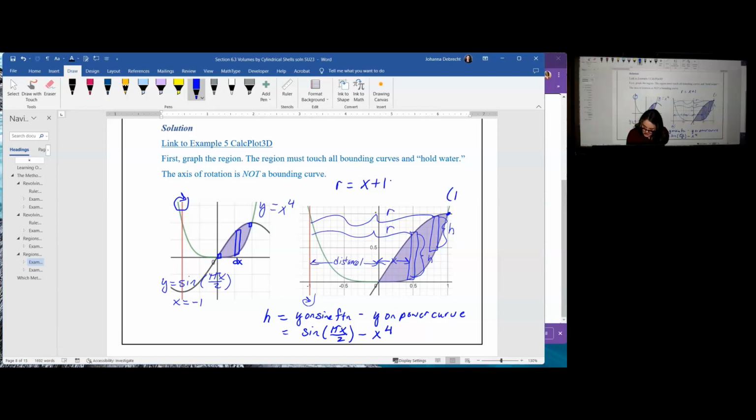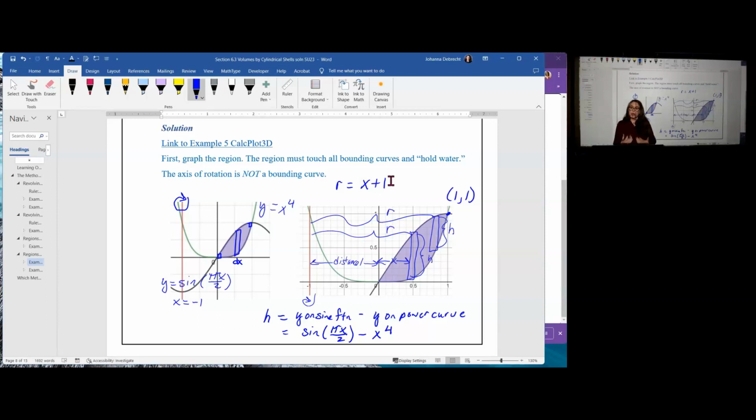Let's take a look and see if that makes sense to us. If x is 1, I have the sine of pi divided by 2, which is 1. And if I replace x with 1, I get 1 to the 4th, which is also 1. And then they're equal to each other. That means that when x is 1, the y value on both curves is 1. So the ordered pair is indeed (1, 1).